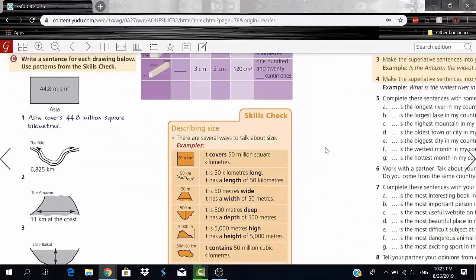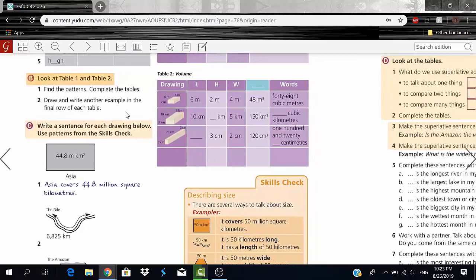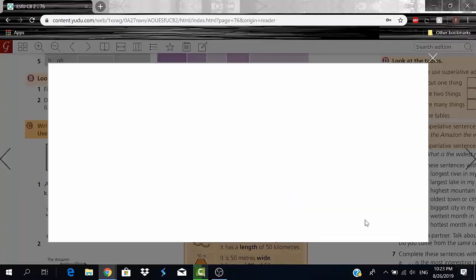What do we have here? We have exercise C. Write a sentence for each drawing below. Use patterns from the skills check. Okay, let me actually open this.